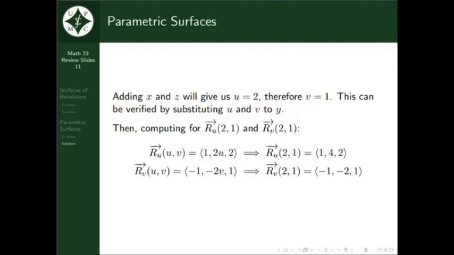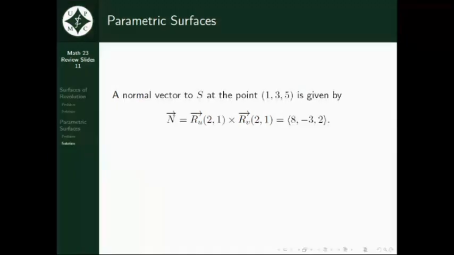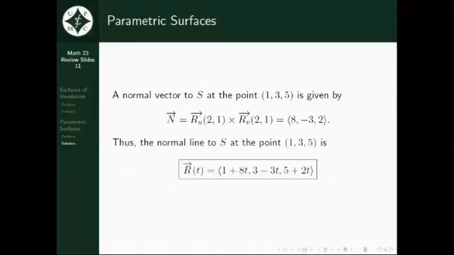Now, these two vectors are not necessarily perpendicular to each other, but they are both tangential to the surface at point (1, 3, 5). So, taking the cross product of these two vectors, we get a normal vector to the surface S at point (1, 3, 5), which is (8, -3, 2). Thus, the normal line to the surface S at point (1, 3, 5) is given by this vector.